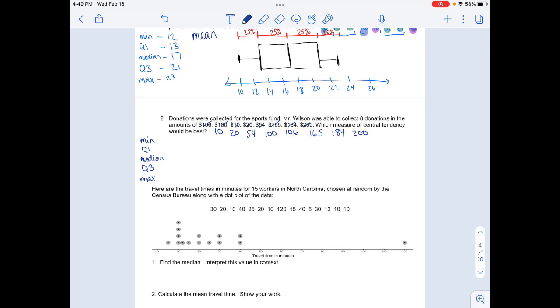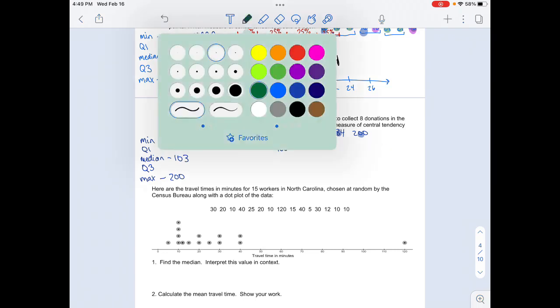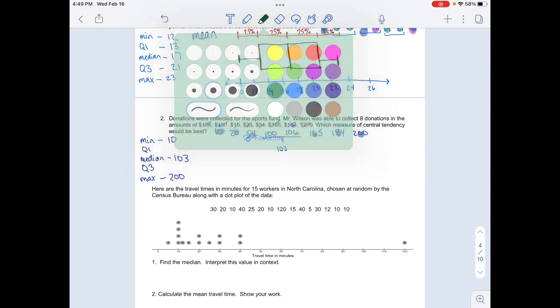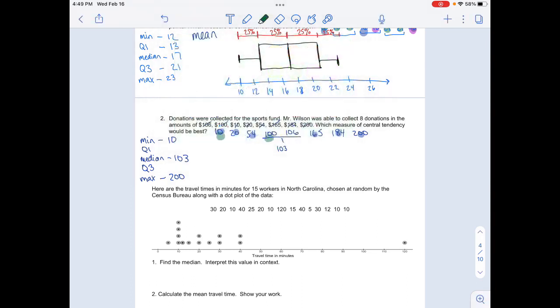So, going to start with my minimum. That is 10. My maximum is 200. I try to find my median. I count in. They are shared again, so I find the average here. This is 103. Then I find my first quartile, which is just the median of the left side. So I find the average here, which is 37 for Q1.